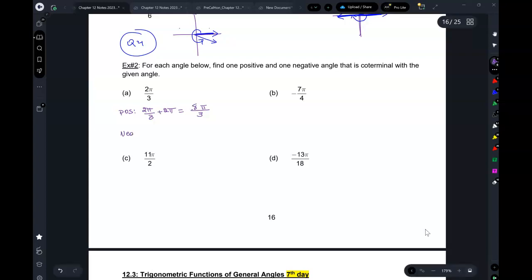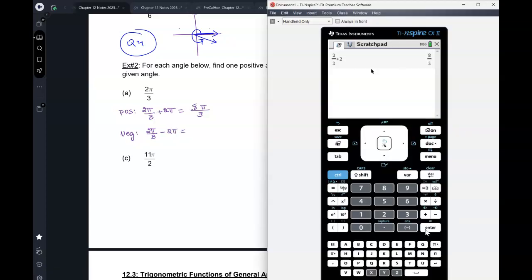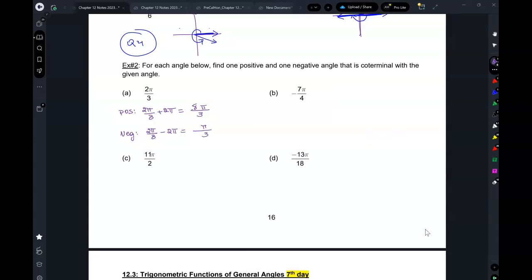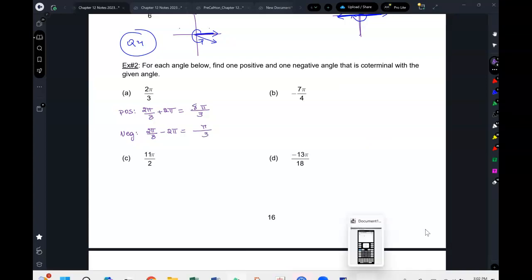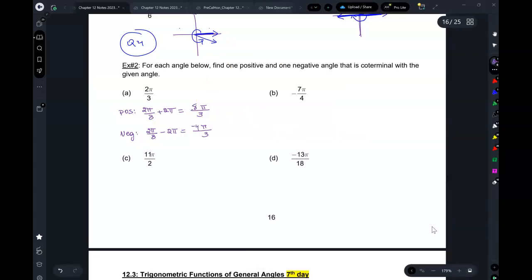So for the negative one, it's about the 2 pi. Minus 2 pi, right? So again, this is going to be something pi over 3. I just want to do this and then I'll answer all your questions. So we're going to do 2 over 3 minus 2, and I get negative 4 over 3. So negative 4 pi over 3. So one of them is positive, one of them is negative.